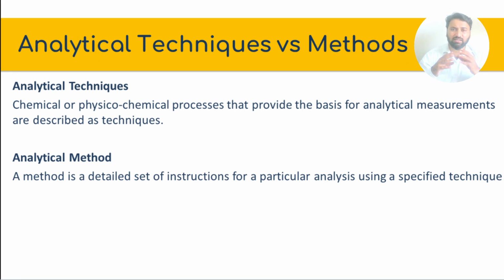Then what are methods? An analytical method is a detailed set of instructions for a particular analysis using a specified technique. So a technique is a chemical or physico-chemical process that provides the basis for analytical measurements, and a detailed set of instructions for a particular analysis using the specified technique is known as the method.